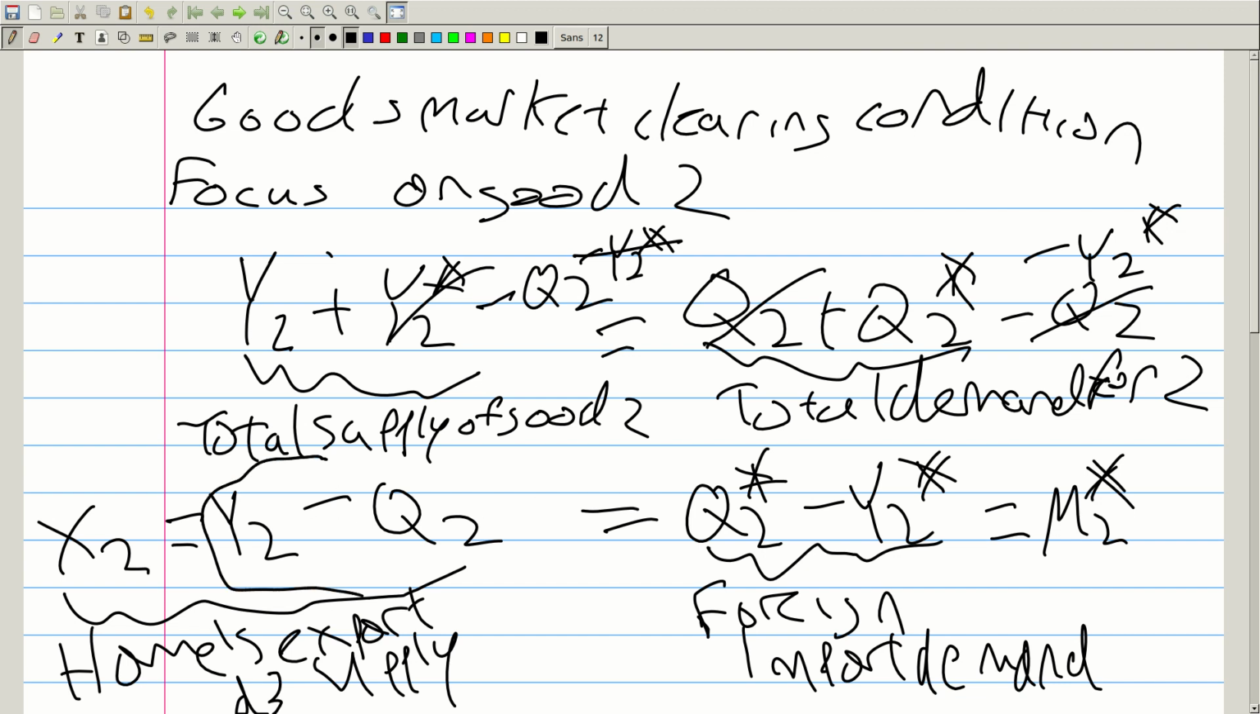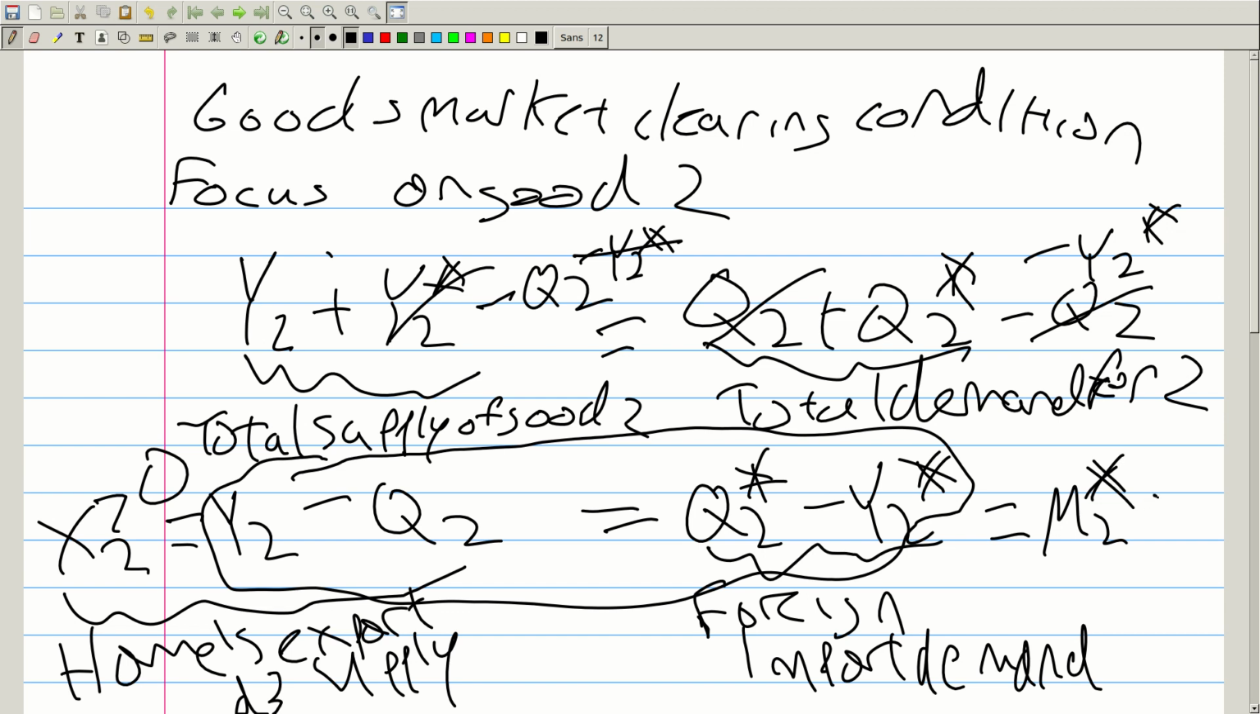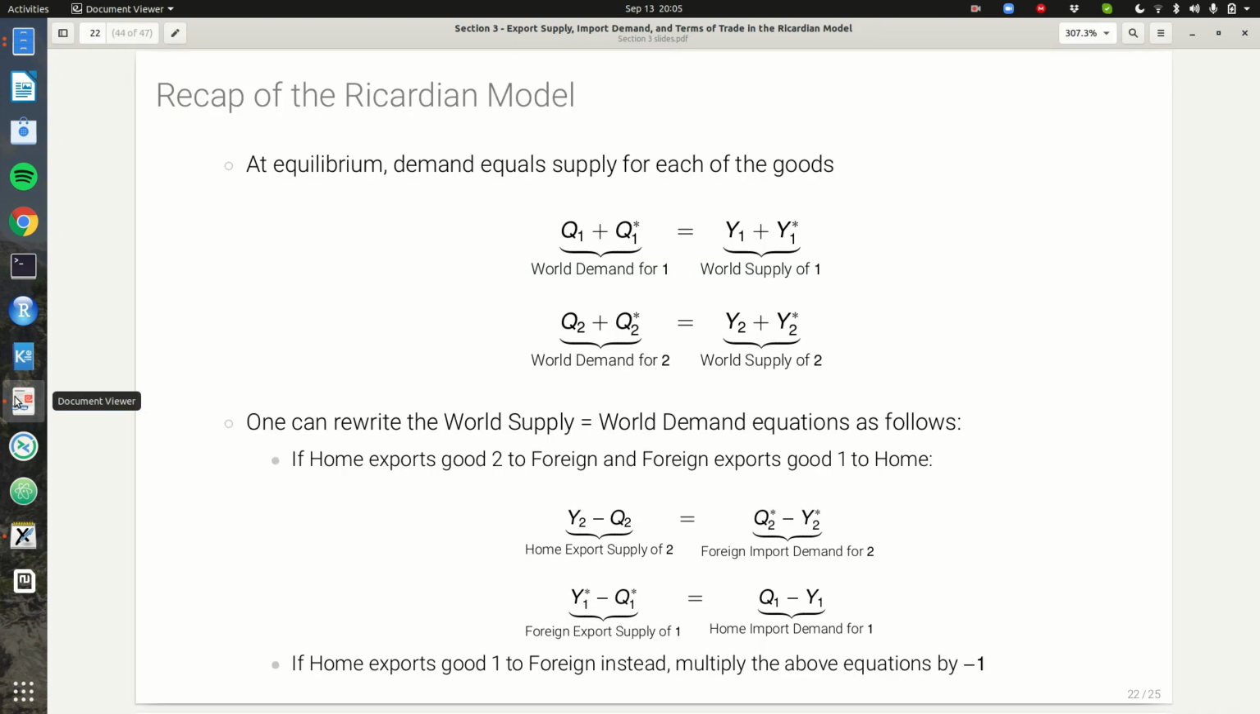Like this part would still pin down the equilibrium, but in order to make everything the right sign, we would just have to multiply on both sides by -1 to make sure that we have the right person importing and exporting. Recall that this is defined to be exports as long as it's greater than 0, and this is defined to be imports as long as it's greater than 0. If it's less than 0, then it's not imports, it's exports. And likewise for foreign's export supply.